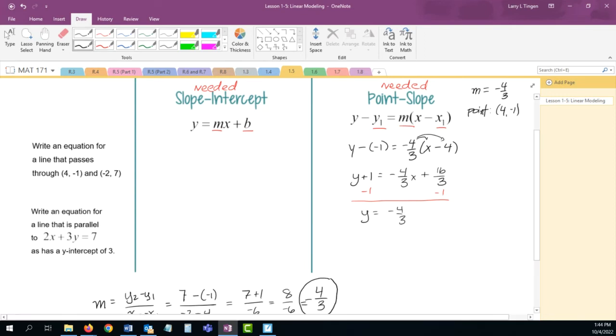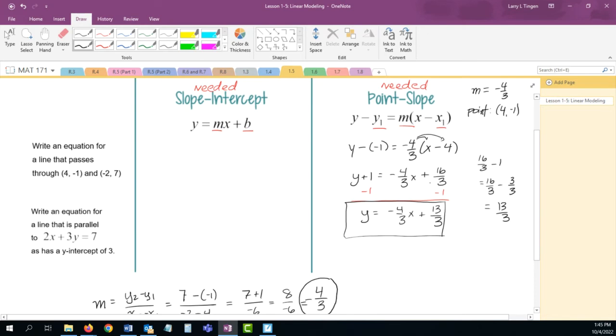So I need to subtract both sides by 1. That 1 is similar to this 16/3, it just doesn't have the same denominator. So I've got 16/3 minus 1, which is what? Well, I need the same denominator. 1 is 3/3, right? And now I have the same denominator, so I can subtract this. This leaves me with 13/3. Right? So there's the equation of the line that passes through (4, -1) and (-2, 7).